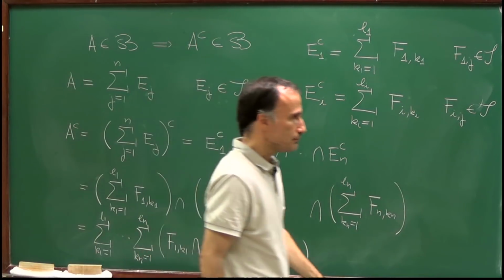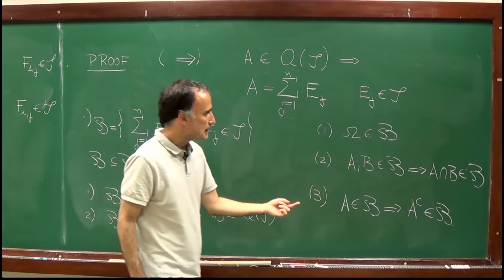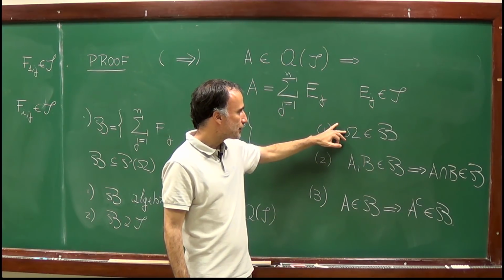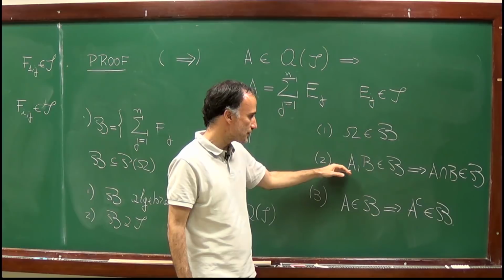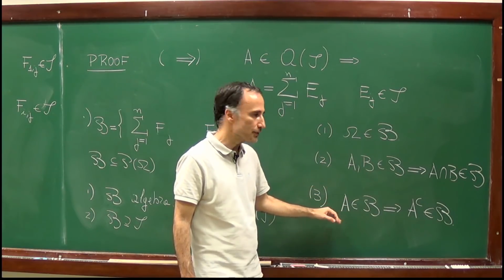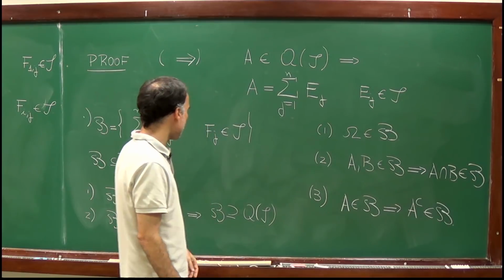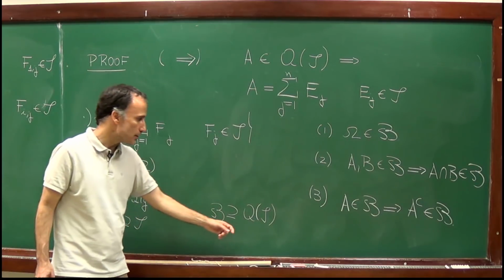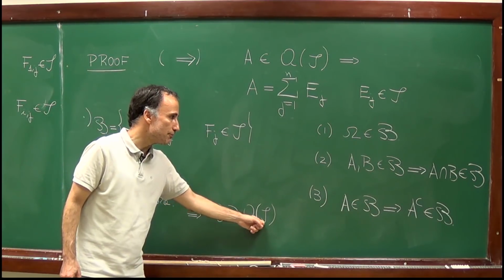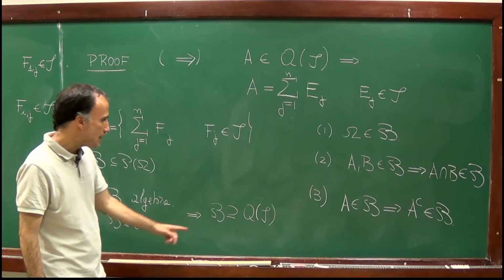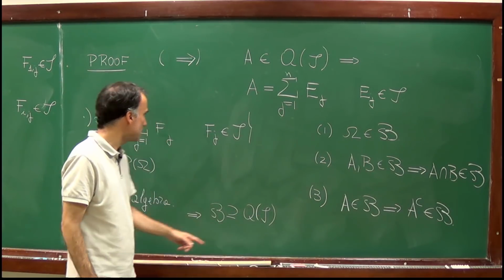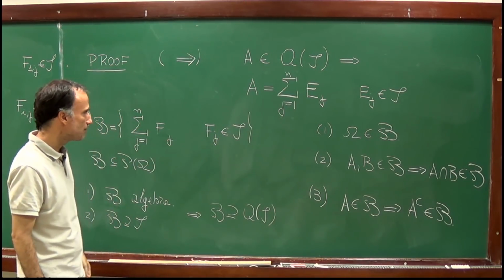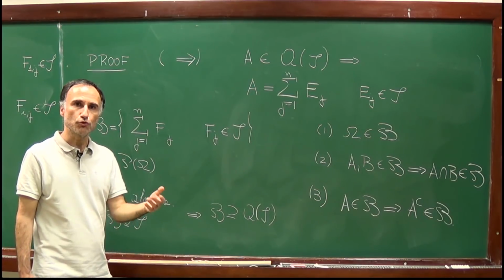We have therefore proved that the class B is an algebra, because it contains the set omega, it's closed by intersection and closed by complement. Since it's an algebra and it contains the semi-algebra S, it also contains, by definition, the algebra generated by S, and therefore any element of the algebra generated by S can be written as a finite disjoint union of elements of S, as we claimed. So this proves the lemma.